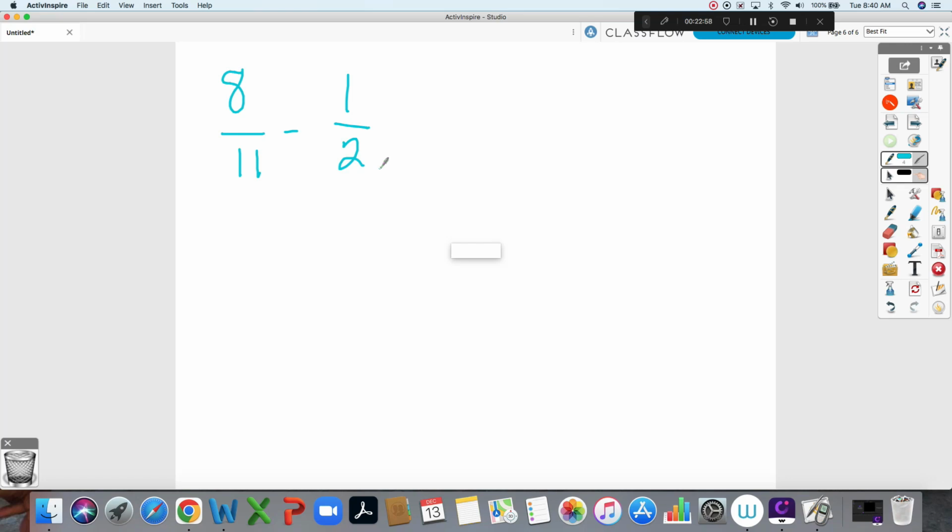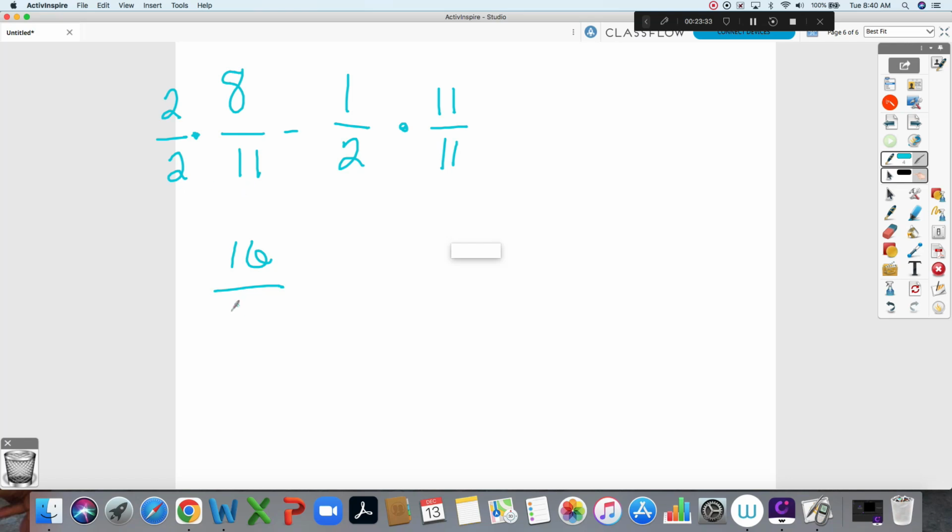How do I subtract these two fractions? We have to have a common denominator. What would my common denominator be between 11 and 2? 22. So I'm taking this side times whatever I do to the bottom, I have to do to the top. And I'm taking this side times 11. Whatever I do to the bottom, I have to do to the top. What is 2 times 8?